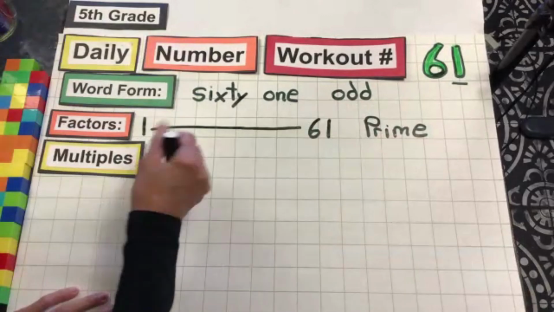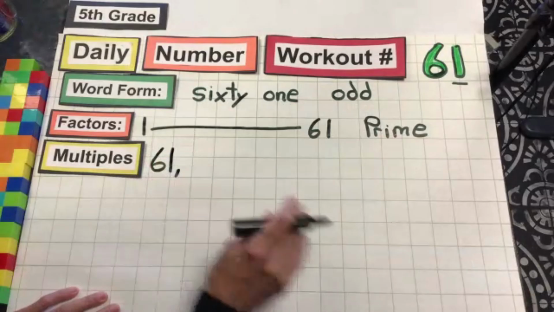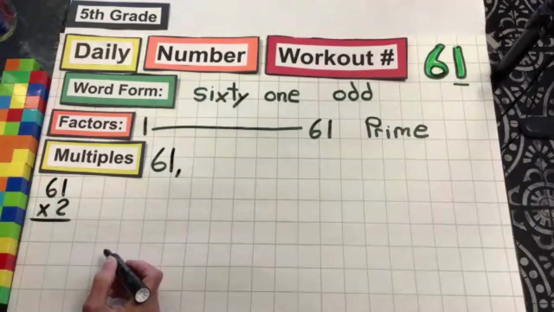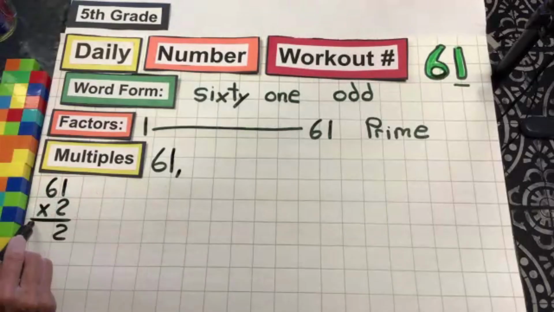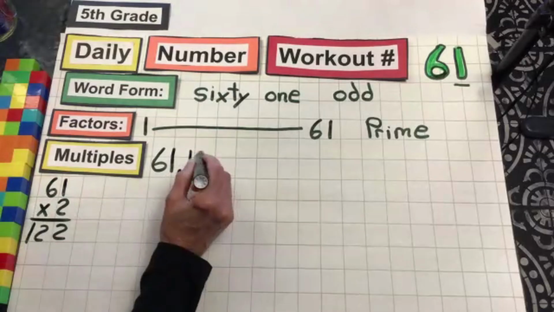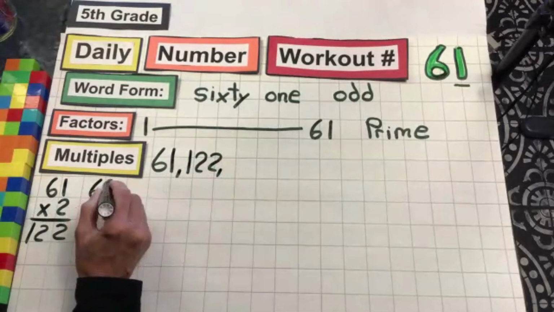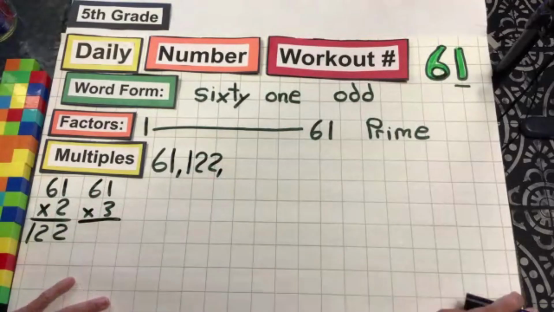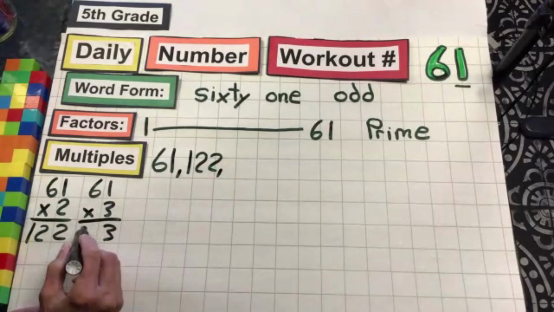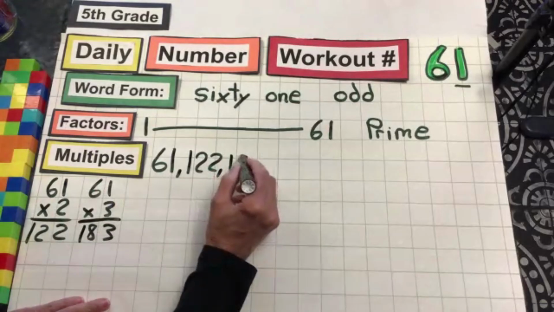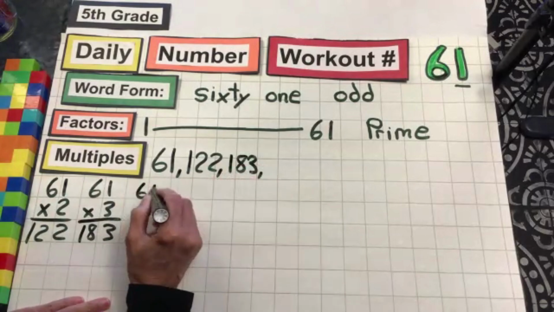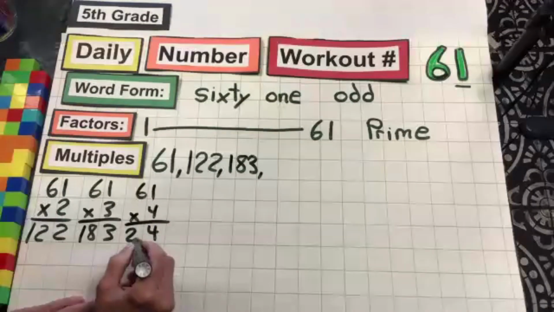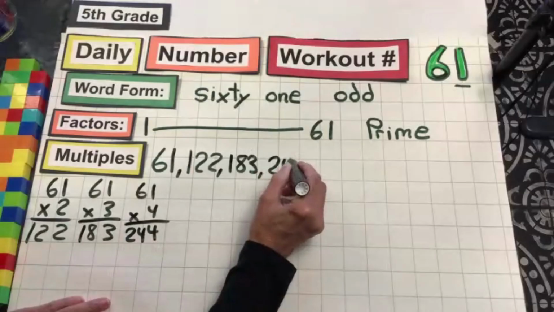Our multiples. We're going to do 61. Of course, 1 times 61 is 61. Let's do 2 times 61. 2 times 1 is 2. 2 times 6 is 12. So we have 122. And hopefully you did all this before I came on so that you're just checking your work. 3 times 1 is 3. 3 times 6 is 18. 183. 61 times 4. 4 times 1 is 4. 4 times 6 is 24. 244.